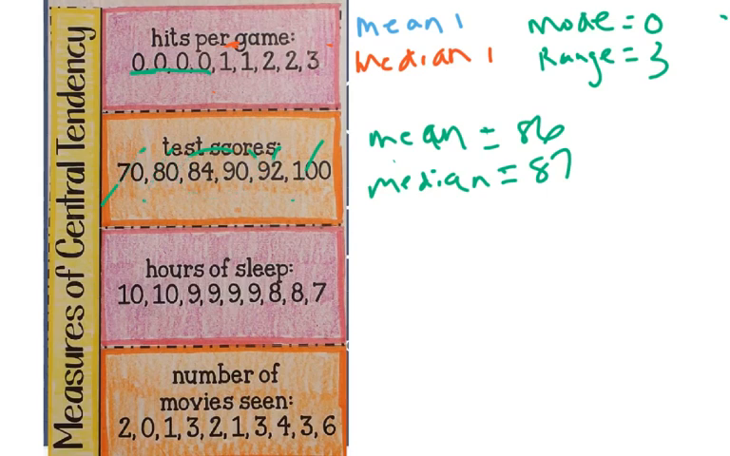And then we need to look for the mode. What value occurs the most? Well, I have 70, 80, 84, 90, 92, 100. Oh, I have no mode. There is no mode here. There's no value that occurs more often than any other. And then what is my range? I need to take 100 minus 70, and I would get 30.